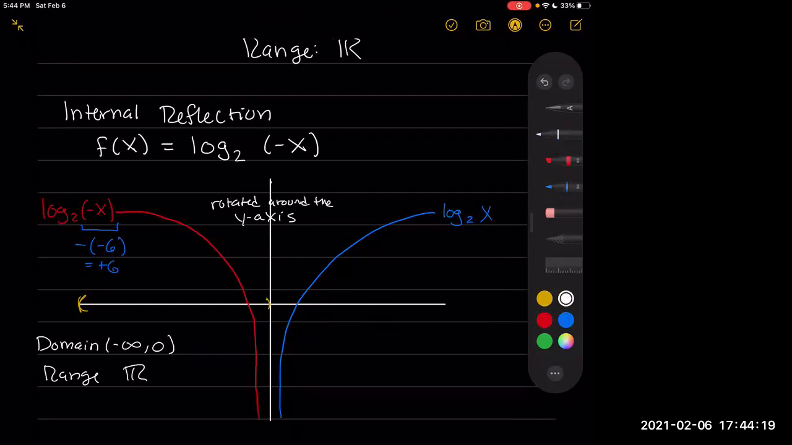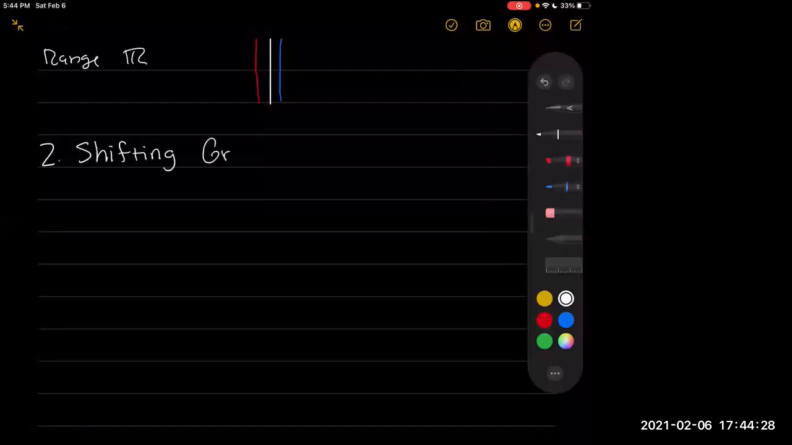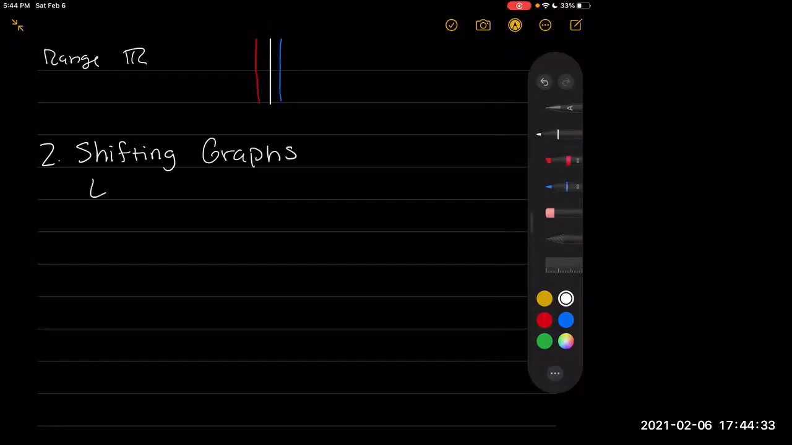Okay, and then our next example is shifting graphs. So first we're going to look at external addition. And these should also seem very familiar to all the other ways we have looked at transforming graphs. So let's look at f of x equaling 2 plus log 2 of x.